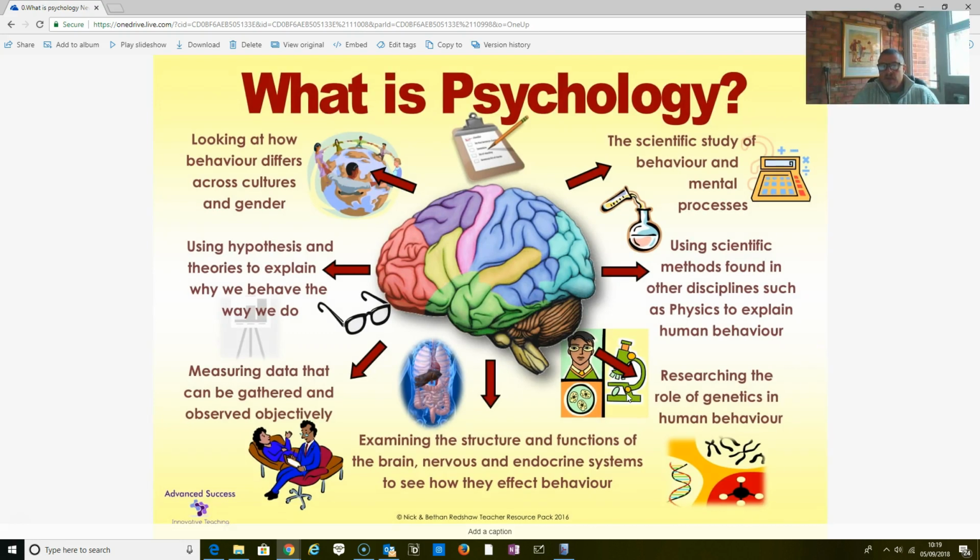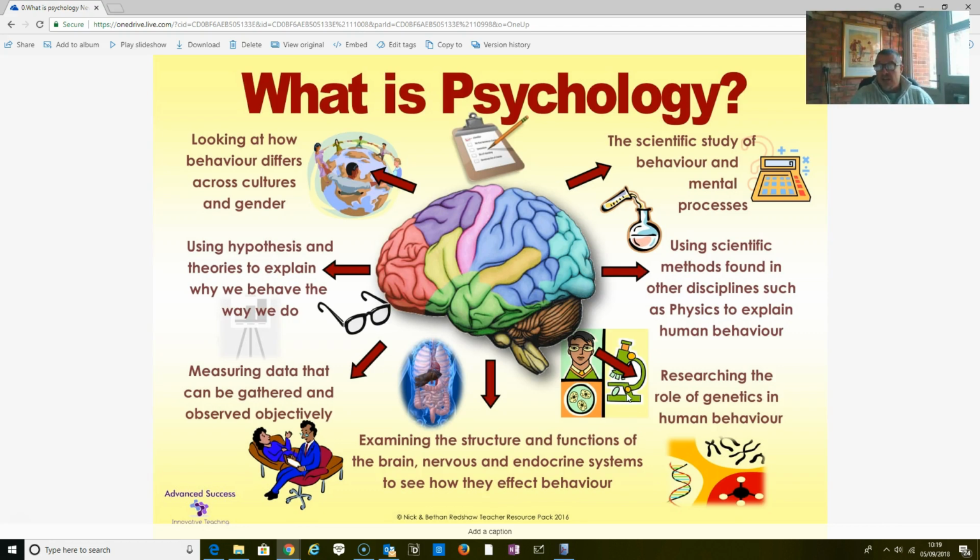So, what is psychology? Psychology is the scientific study of behaviour and mental processes. And that's the aim of psychology. The aim is the scientific study of the behaviour of mental processes. Psychology uses scientific methods found in other disciplines, such as physics, to explain human behaviour.